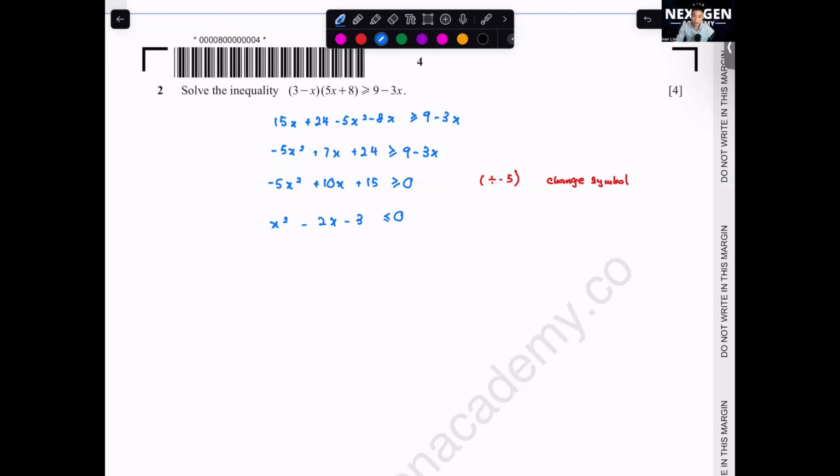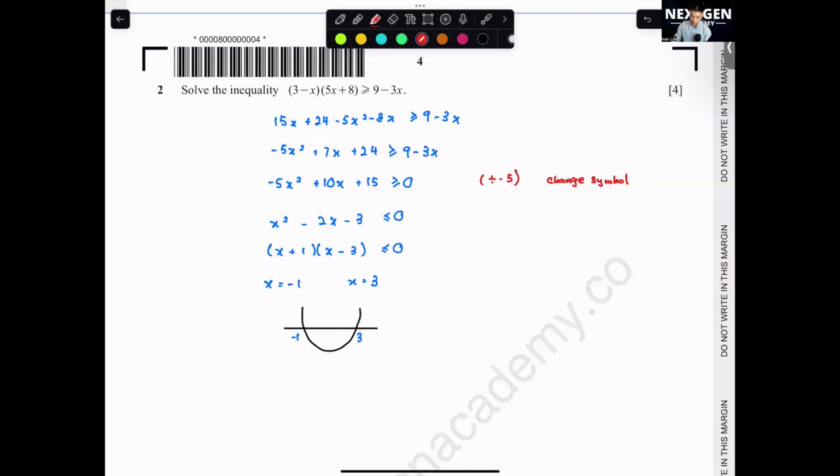Next step, we're going to factorize this: x plus 1, x minus 3, less than or equal to 0. x equals negative 1, x equals positive 3. The next thing is we draw out a rough sketch. This one has no marks, but you can draw it to make it easier for you to see. Put the smaller root on the left-hand side, the bigger root on the right-hand side, and less than means in between. So the answer will be x is in between negative 1 and 3, less than or equal, less than or equal.